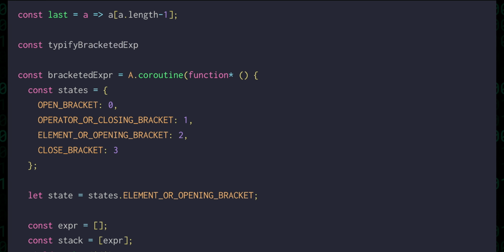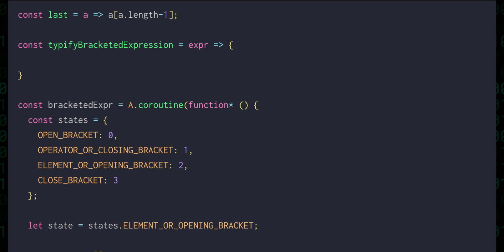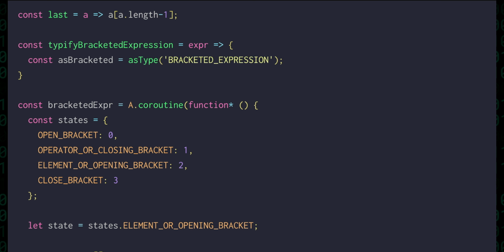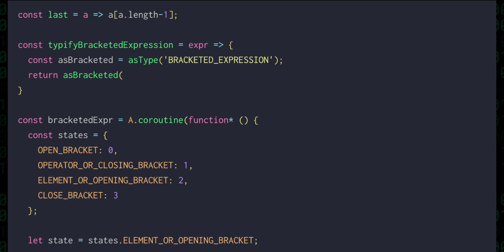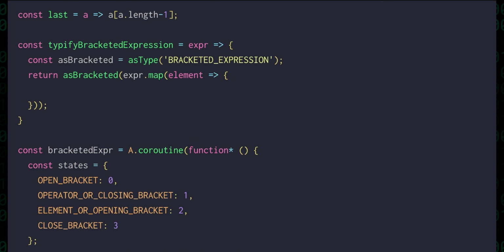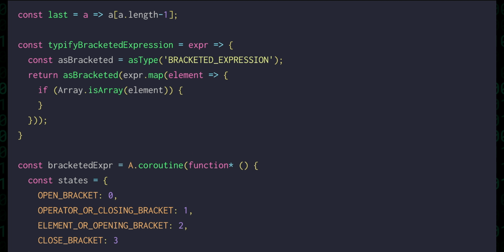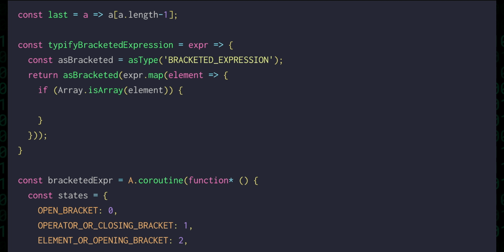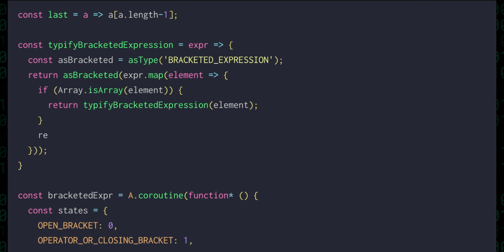Essentially, it's a recursive function that's going to descend through the expression that we've generated. We can create a specialized typing function for bracketed expression and return that type, wrapping a mapping operation of the whole expression array. For every element in the expression, if it's an array, which of course represents a level of nesting, then we will return a recursive call to typify bracketed expression. Otherwise, we'll just return the element itself.